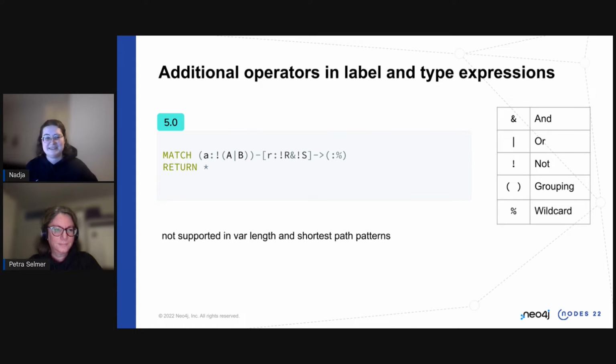And the last thing that we did in regards to this is that we allow additional operators in label and type expressions. This includes being able to express combinations of labels with and or, and you can also negate conditions that you write. Grouping allows you to do more complex expressions as well. Wildcard is something of a new thing that we didn't have before. This essentially will match on any node that has some label.